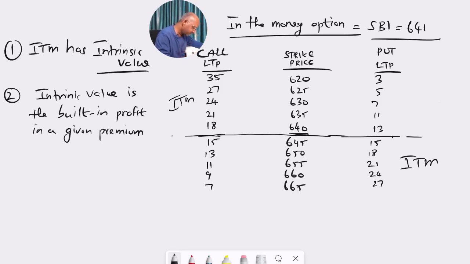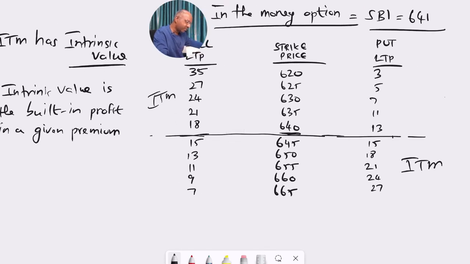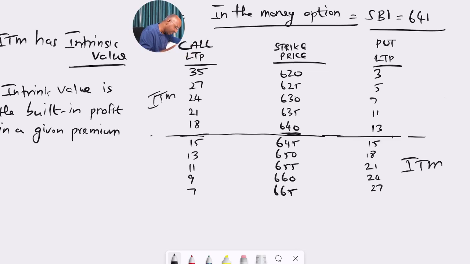For example, SBI is trading at 641 and all the strike prices below the current market price for a call option are in the money, right? Now let's say a trader is buying a call option of 620 strike, which is trading at a premium of 35 rupees, right?